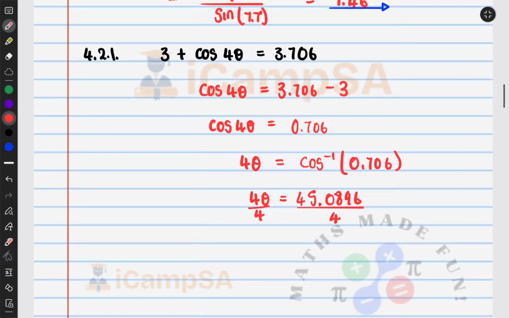Then theta is 11.3. Theta is equal to 11.3 degrees. Okay, and that is our final answer.